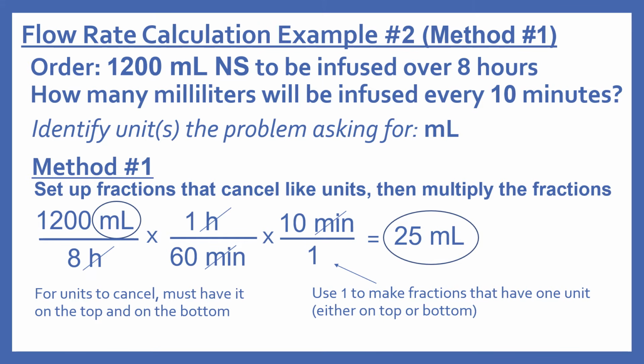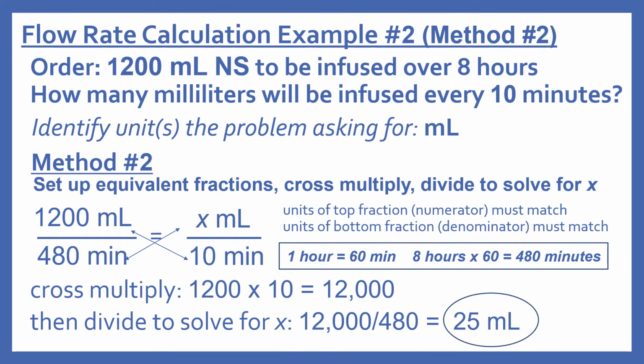So now we'll just do the math. 1200 times 1 times 10 equals 12,000. And then divided by 8 times 60, which is 480. So 12,000 divided by 480 equals 25 milliliters.